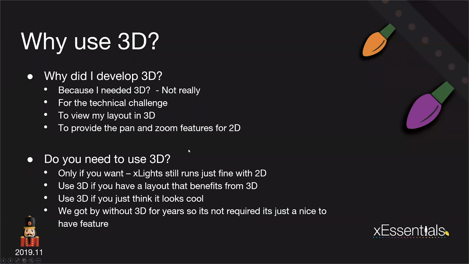So do you need to use 3D? Only if you want. xLights will still run just fine with 2D. You're going to be running the same code. So kind of underneath the covers, whether you're 2D or 3D, it's still going to be using 3D positioning. You use 3D if you have a layout that's going to benefit from 3D. Maybe you just think it looks cool to see your preview in 3 dimensions, or we got by without 3D for years, so it's not required. It's really just a nice to have.